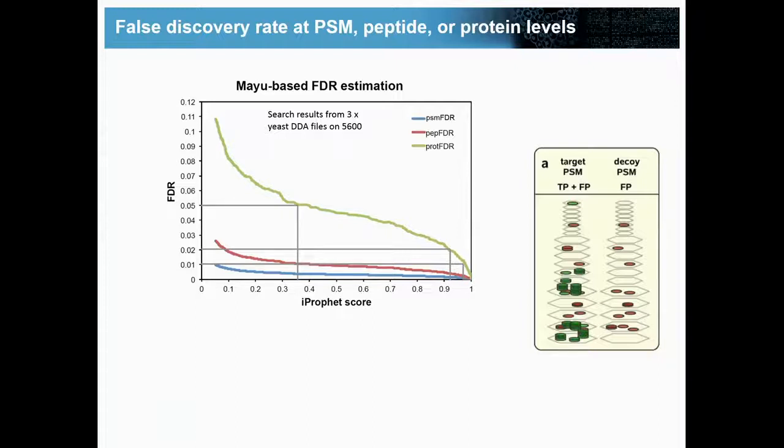So this is just to say that it's good to know the false discovery rate at the PSM, at the peptide, and at the protein level, and then you can appropriately set the thresholds to decide what you're going to allow into your spectral library.